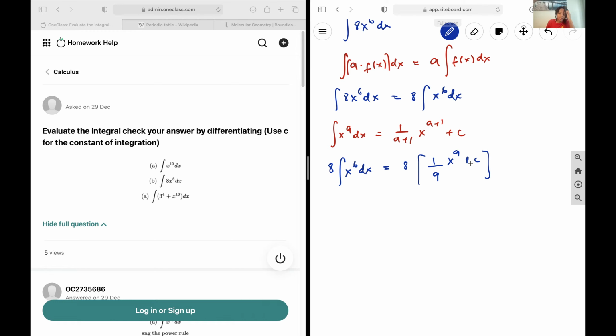Multiplying 8 by the constant, it's still going to be a constant, so we can just label that new constant c2. You can name it something else, but we've been told specifically to use c for the constant of integration, so our answer will become 8 over 9 x to the power of 9 plus c. And that's going to be our final answer for this one.